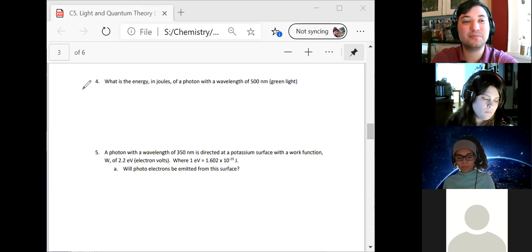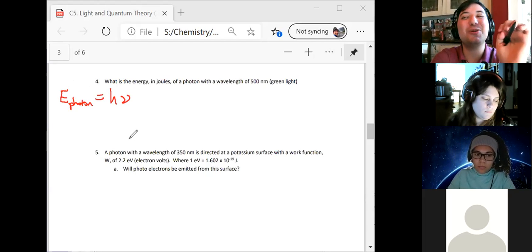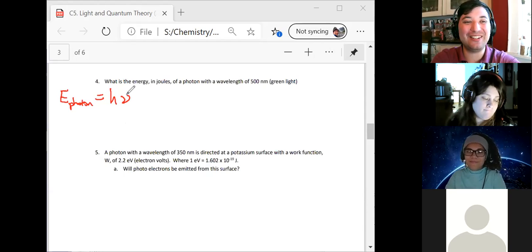When I did it, I looked at the formula on page, let me find the page here. Sorry, there's a lot of pages. Okay, so E photon equals h nu, on page 75. H what? Nu? H nu. Yeah, this is the Greek letter nu. And so that was Planck's constant, and it said that nu equaled the frequency.